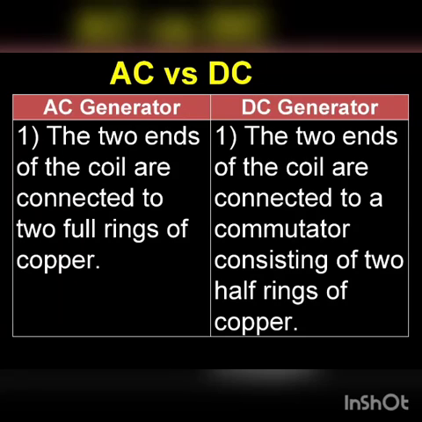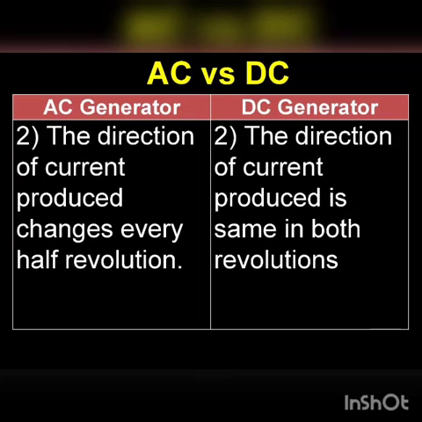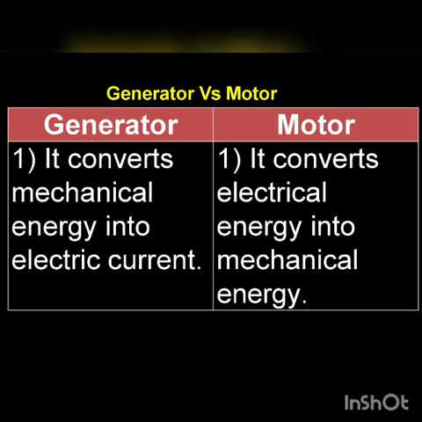AC versus DC. AC generator: the two ends of the coil are connected to full rings of copper. DC generator: the two ends of the coil are connected to a commutator consisting of two half rings of copper. AC generator: the direction of current produced changes every half revolution. DC generator: the direction of current produced is the same in both revolutions.